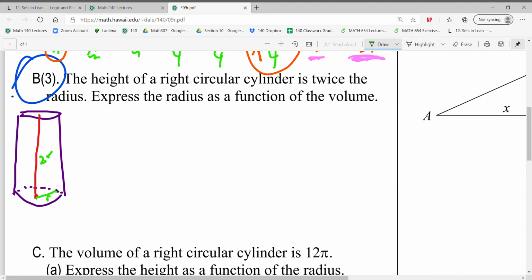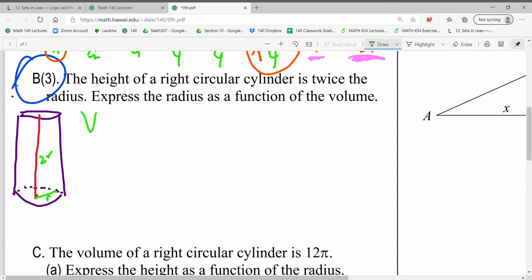So now, and this is kind of a weird one, I want to express the radius as a function of the volume. I know most of us are very used to writing the volume as a function of the radius, but we've got to do it a little differently this time. But just because we're more familiar with the equation for volume, let's go ahead and write that.